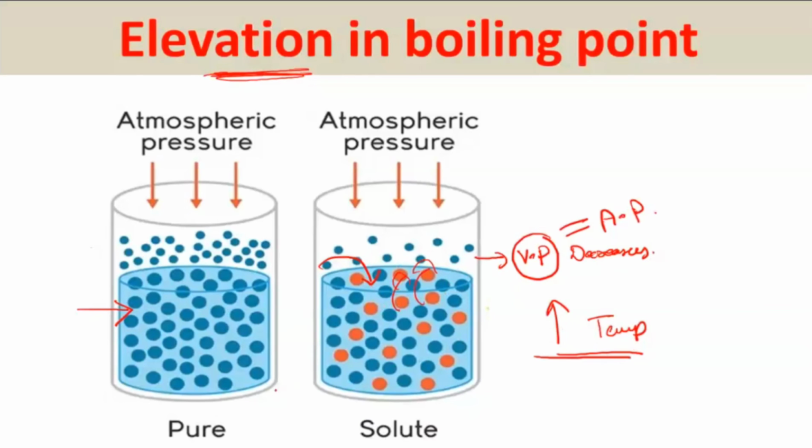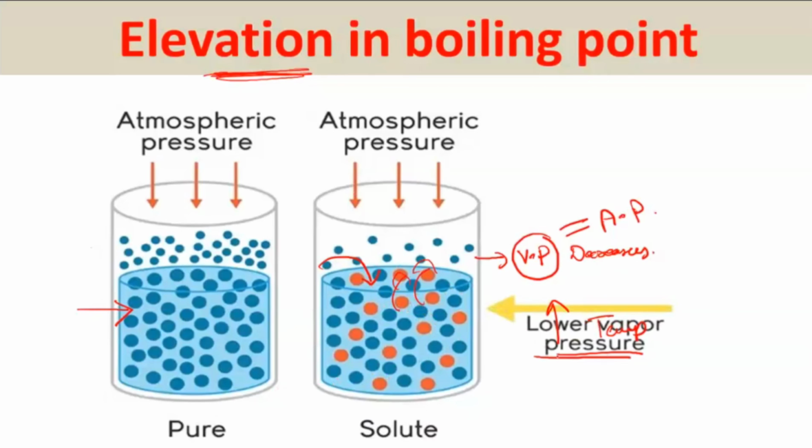So that extra temperature, that extra heat which I have given, that is elevation in boiling point. It depends on how many moles of the solute you have added. If your number of solute particles is more, then the temperature required will also increase. So let's understand that with the help of a graph now.